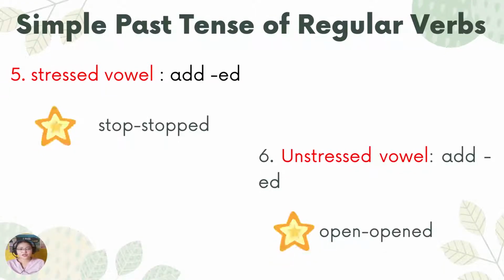Fifth rule, stressed vowel. We will add ED. For example, stop, stopped. When we say stressed vowel, we're going to double the last letter of the word, like stop, stopped. Now, unstressed vowel, we don't need to double the last letter of the word. Just add ED, like open, opened.